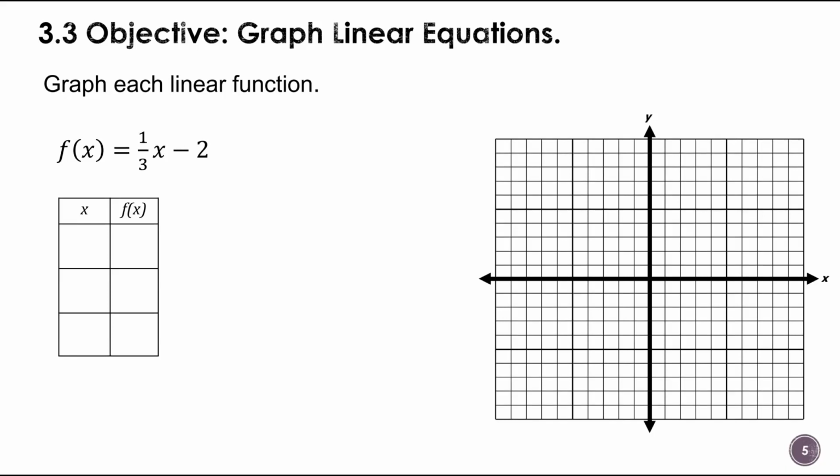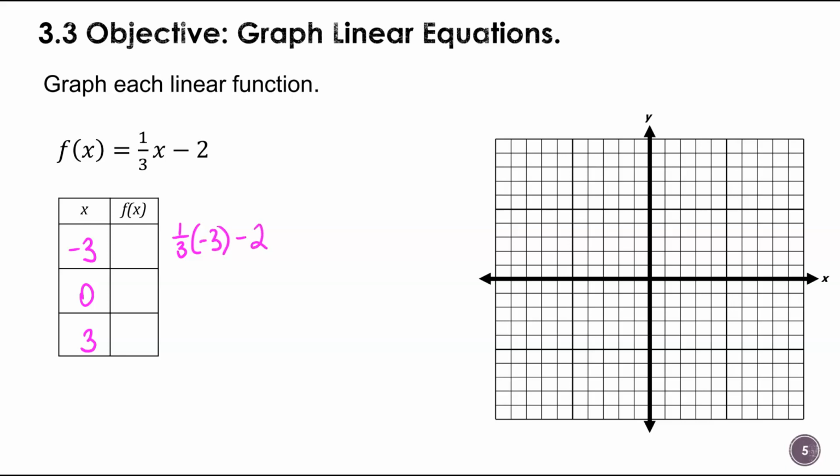Okay, so let's talk about choosing the x's this time. Because I have a 1/3, I want to choose x coordinates that are divisible by 3. So I'm going to use just -3, 0, and 3. Now, of course, 0 is its own special case, but it's a good one to choose in this case because it's easy to calculate. And it's fine because when we multiply a fraction times 0, we still get 0.